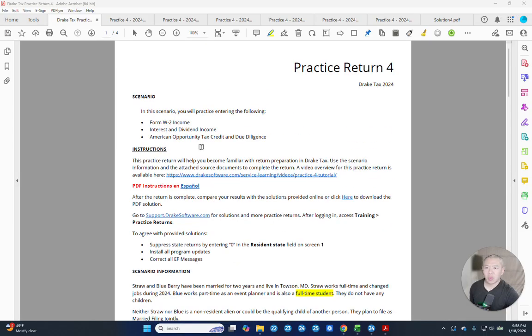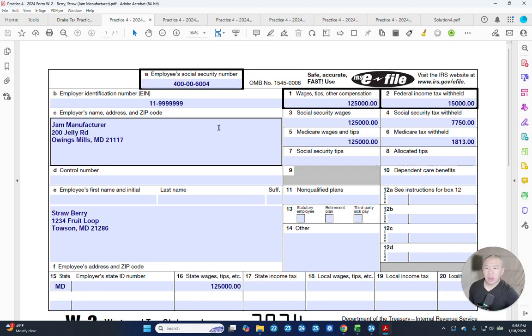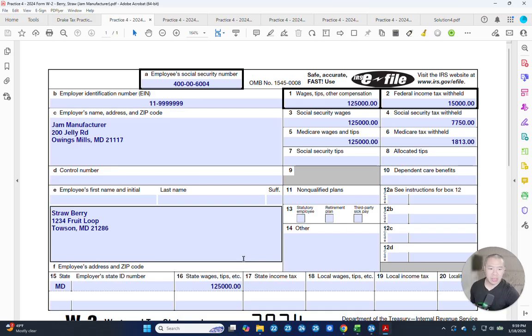So I usually start off with the W-2s, and this one is for a person named Strawberry. This is exactly what you would get from a W-2, or at least the boxes look really similar. Wages, federal tax that was withheld. This is for the state of Maryland. Another thing that I did differently is I actually did the state tax return. Drake Tax tells you to suppress the state tax return, but I include it since it makes it more real, in my opinion.